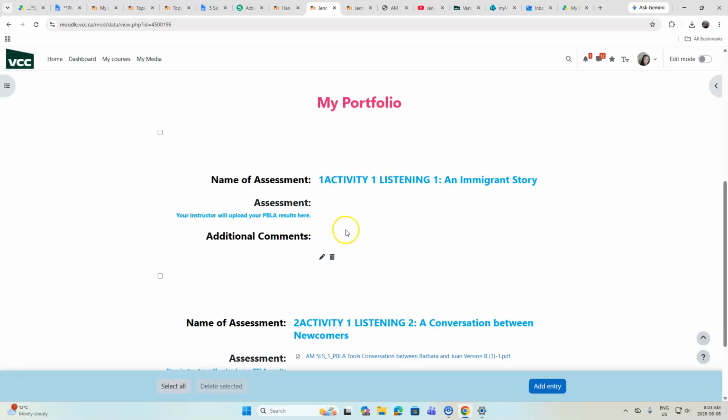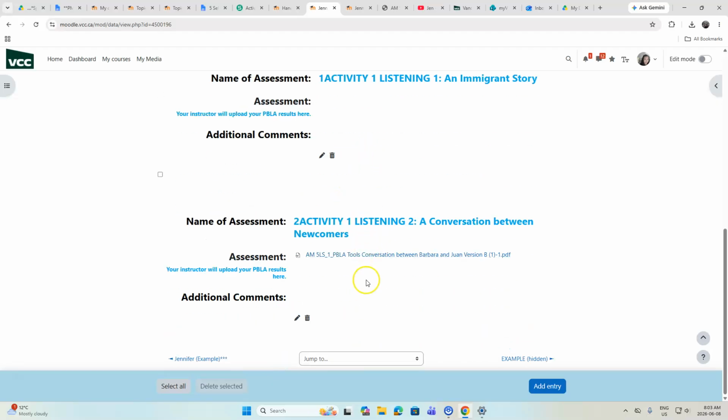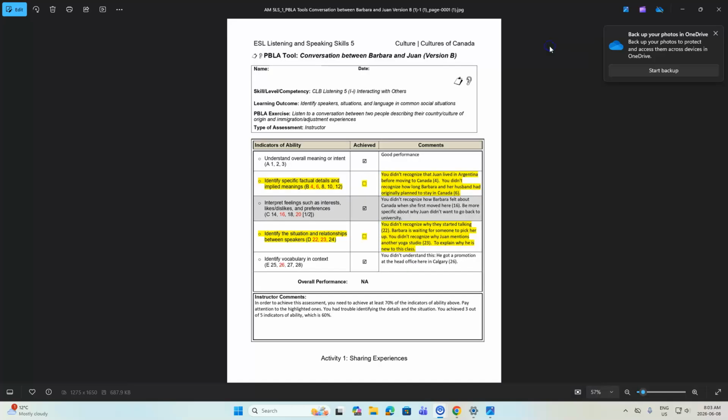Scroll past the first one and then go down to the second one. So this is the most recent one, which is a conversation between newcomers. Then you can open up your result. So when you take a look at the results, this is how you can analyze it.